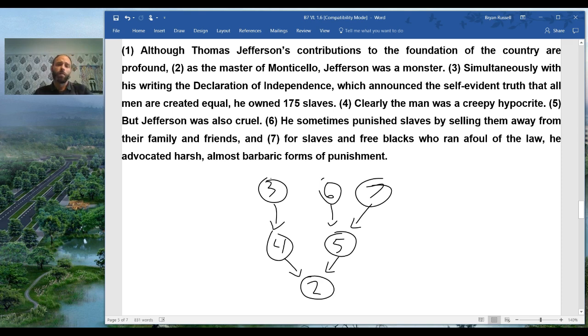So for this argument, we see that it follows a couple different patterns. It's vertical in that 3 leads to 4, leads to 2. And on the other hand, 6 and 7 lead to 5, lead to 2. But it also has a horizontal dimension, right? So 4 and 5 lead to 2, and 6 and 7 lead to 5. So now we see the way the whole argument works.